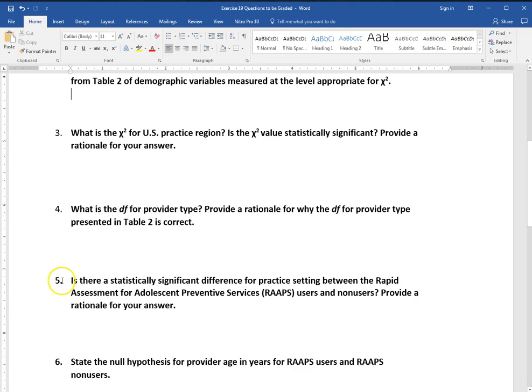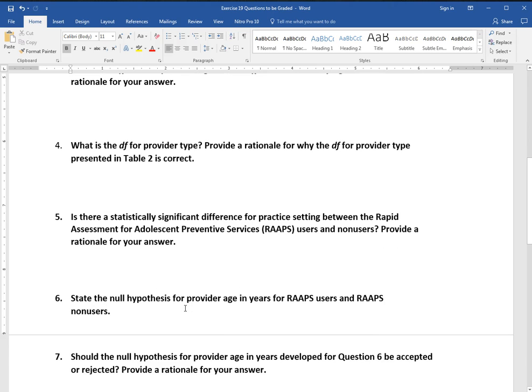Number 5, is there a statistically significant difference for practice setting between the rapid assessment for adolescent preventive services users and non-users? Provide a rationale for your answer. So to determine if there's a statistically significant difference, we're going to look at the p-value for the result and make sure you tell me what you compared that to and how you made that decision. So we compare the p-value to the level of significance, right? So make sure you tell me that, and then if you think it's significant, why?